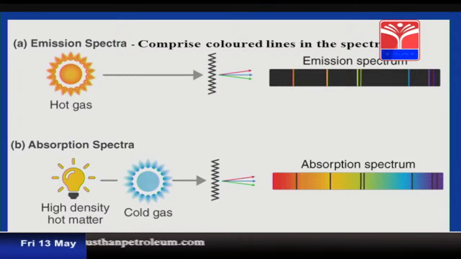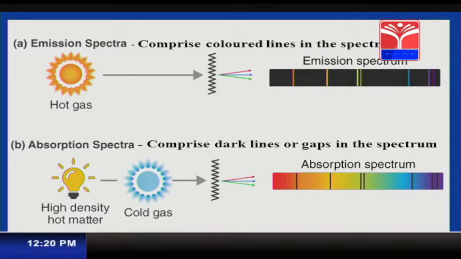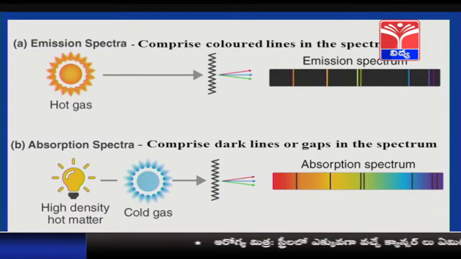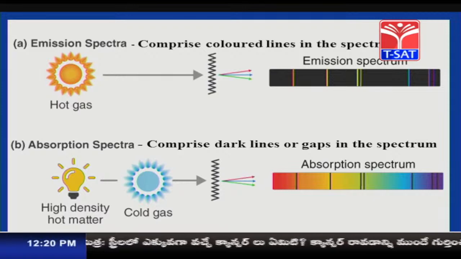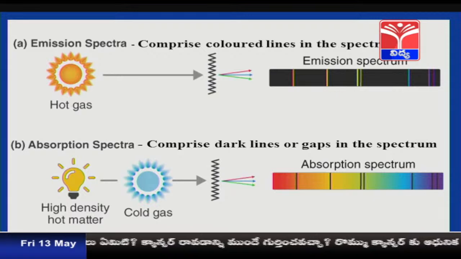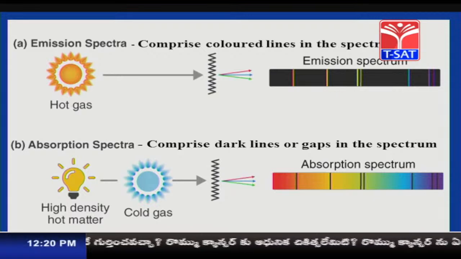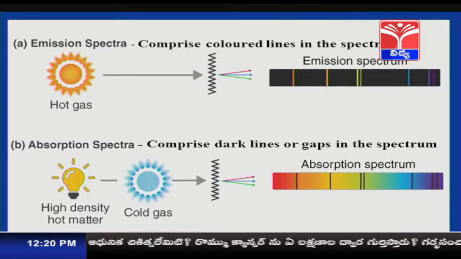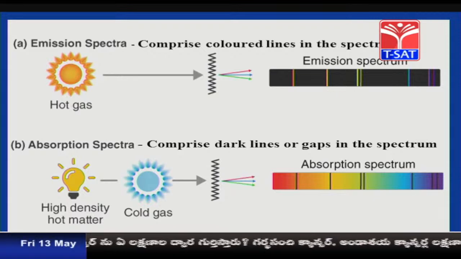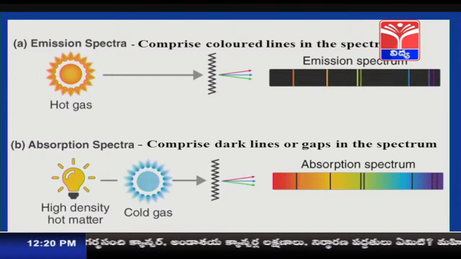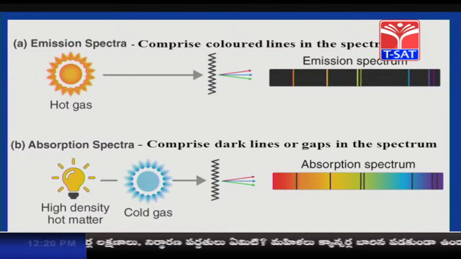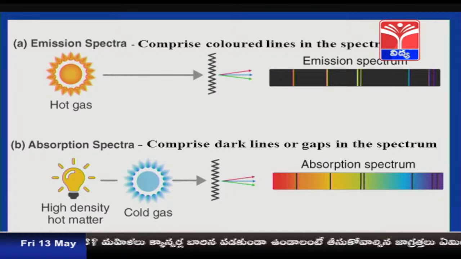Children, when do you get the absorption spectra? When an electron gets excited from the ground state to an excited state by absorbing certain wavelengths, it comprises dark lines or gaps in the spectrum. Here you can notice the absorption spectrum with a bright background and dark colored lines. These dark lines are nothing but missing lines. It means that radiation of those particular wavelengths was absorbed by the electron for the excitation.